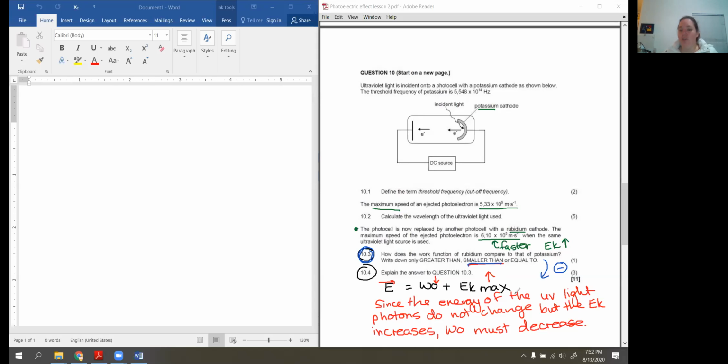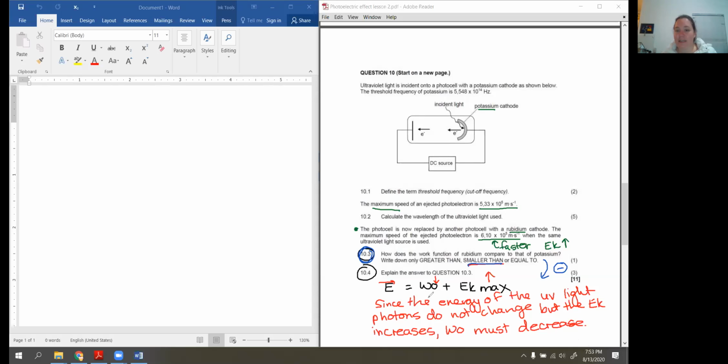So I would answer this by putting out the formula: E is equal to W naught plus EK max. I then go and say, since the energy of the UV light or the photons stays the same, you may use any words, but the kinetic energy increases, the work function must decrease.